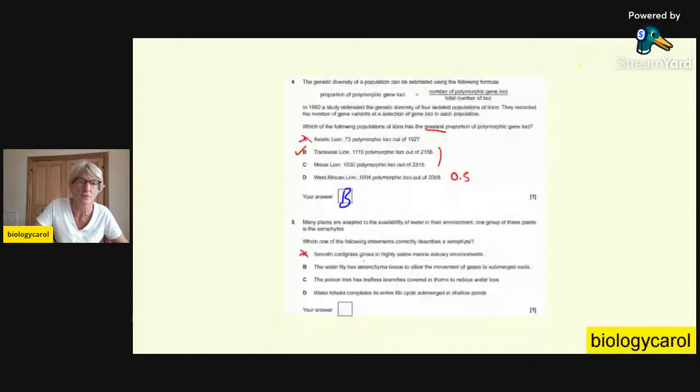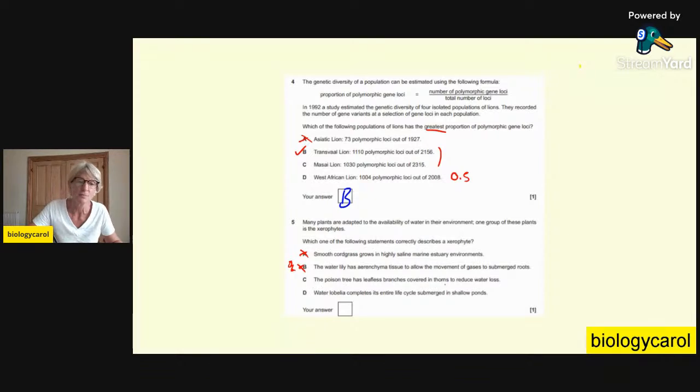Water lily has parenchyma tissue. Don't even know what that is. Don't really care. To allow the movement of gases to submerged roots. Okay, I'm not convinced about that. Oh, sorry, water lily. Water lily, here's the thing. This is something that lives in water. A xerophyte is a plant that lives in very water deprived areas.